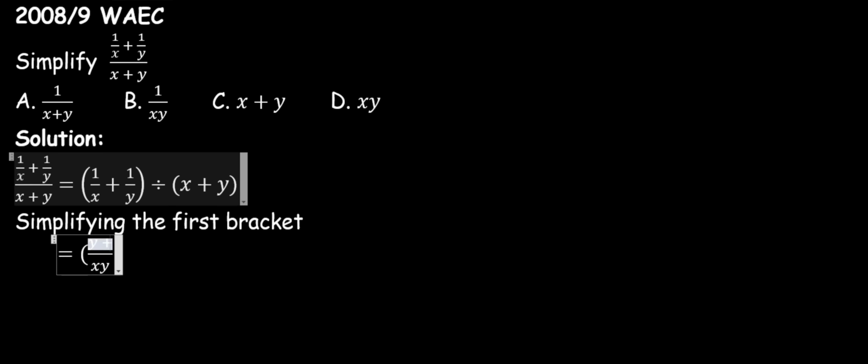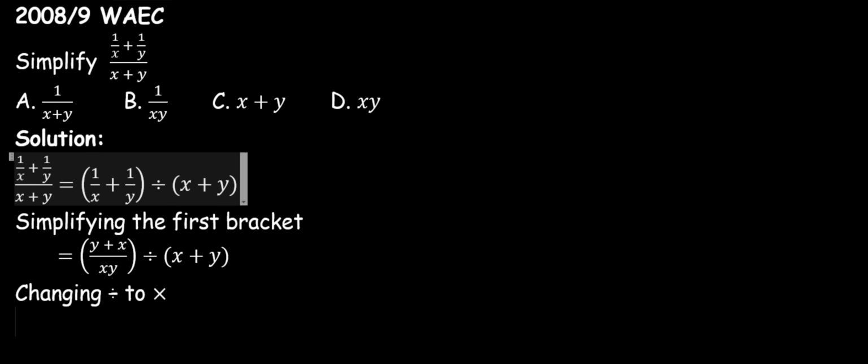So when x divides xy, you'll be left with y. y times 1 will be y, plus when y divides xy, you'll be left with x. And x times 1 will be x. Hence, you have y plus x at the numerator. Now, divided by, we bring down our x plus y. Next, changing division to multiplication sign, we will now have y plus x and x plus y is the same.